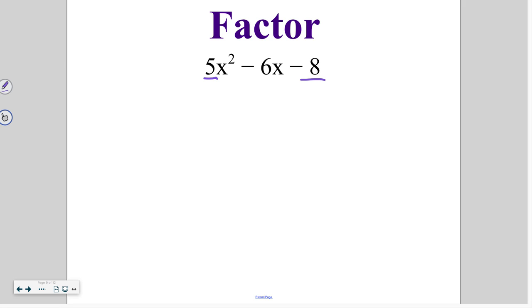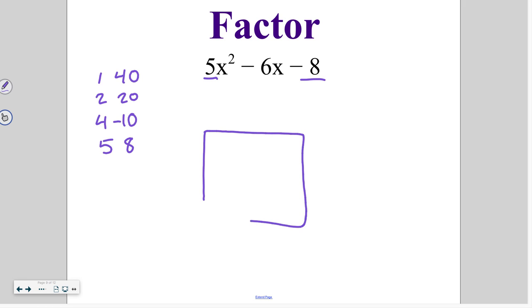So we got 5 times 8, which gives us 40. So our pairs are 1 and 40, 2 and 20, 4 and 10, and 5 and 8. We're looking for the pair that can get us to -6. That's going to be 4 and -10.